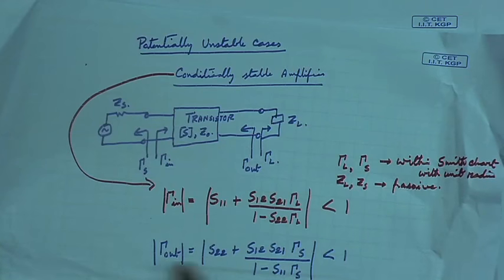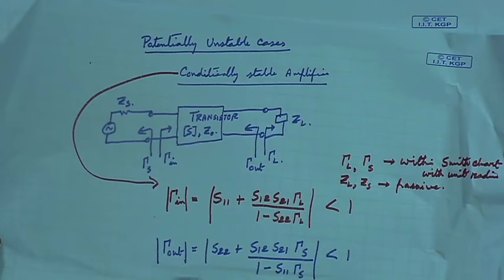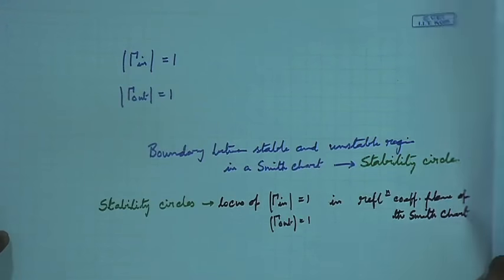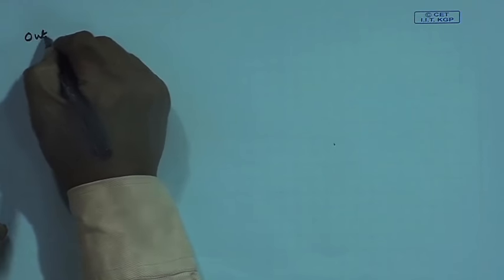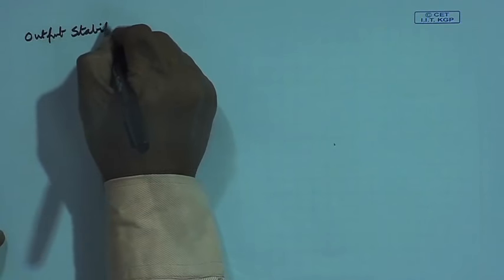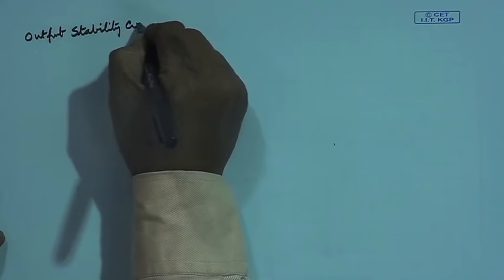Similarly, gamma out equal to 1 we call the input stability circle, because this depends on the choice of source impedance, or reflection coefficient gamma S. So, there are two stability circles now. Let us see one by one. Let us first see the output stability circle.